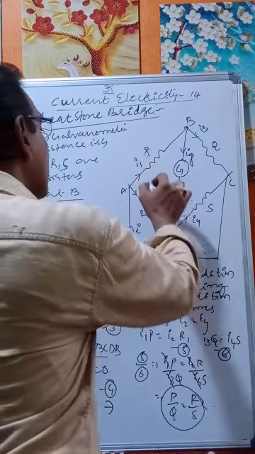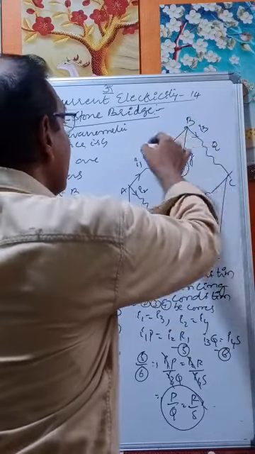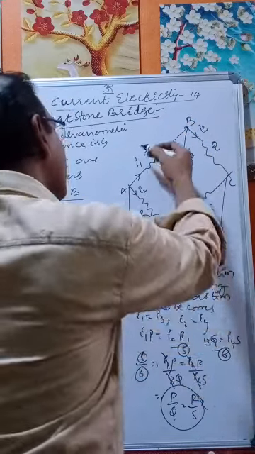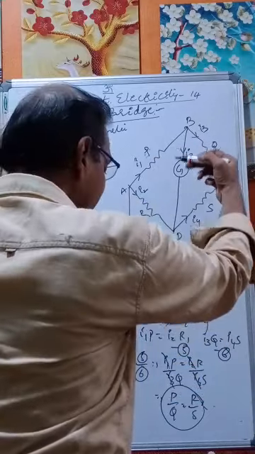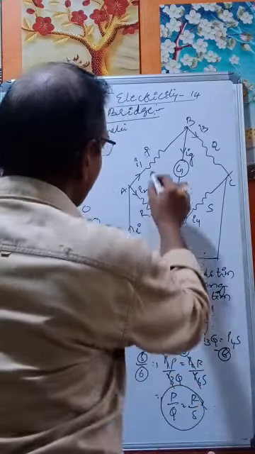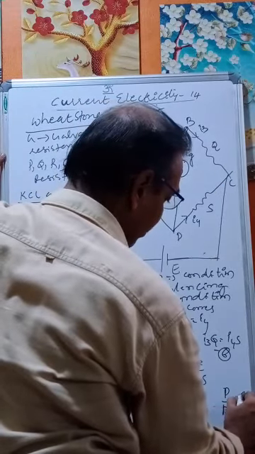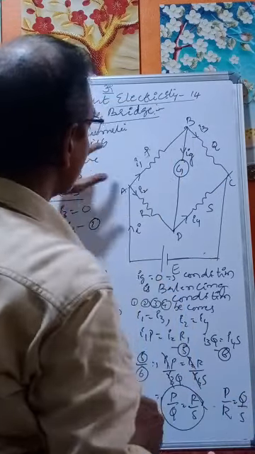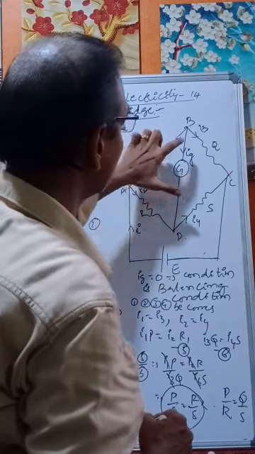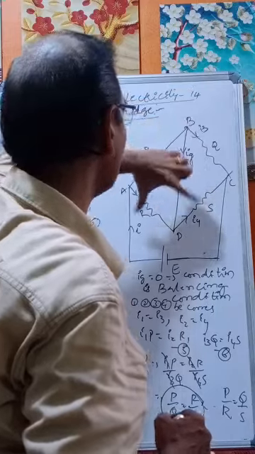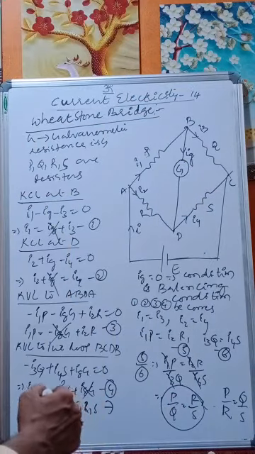Or you can take P by R is equal to Q by S. The ratio of the resistance of these two arms will be equal to the ratio of resistance of these two arms, or P by Q is equal to R by S. Anyhow, it is no problem.